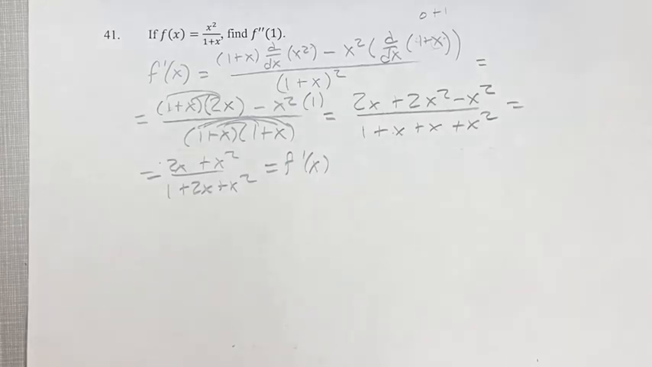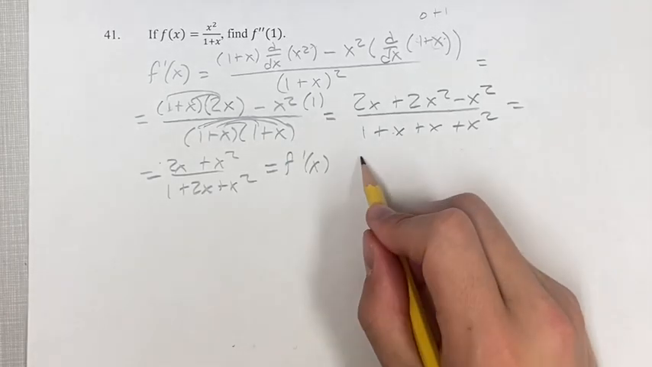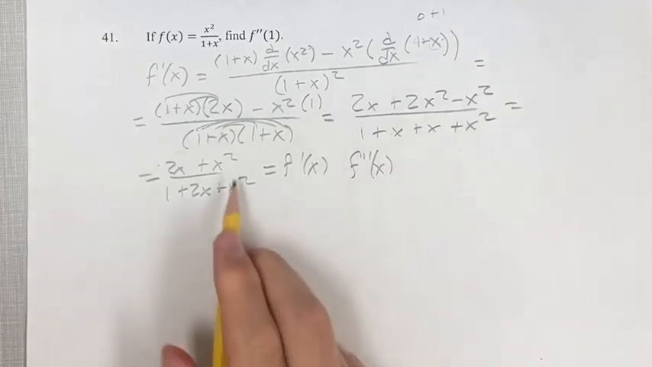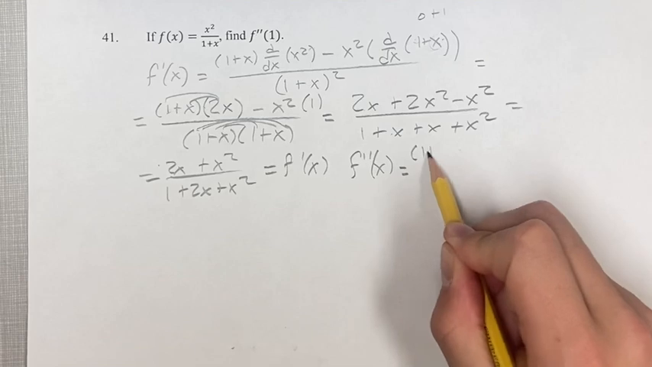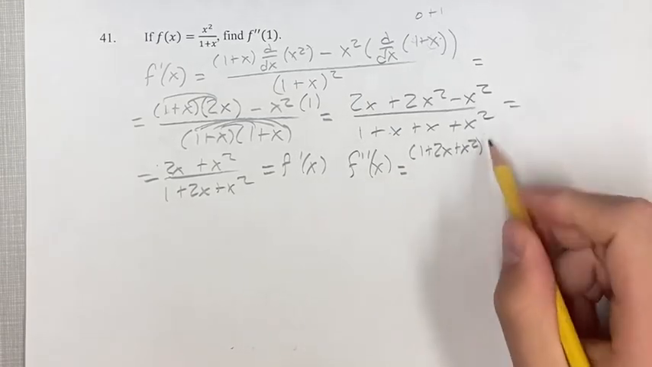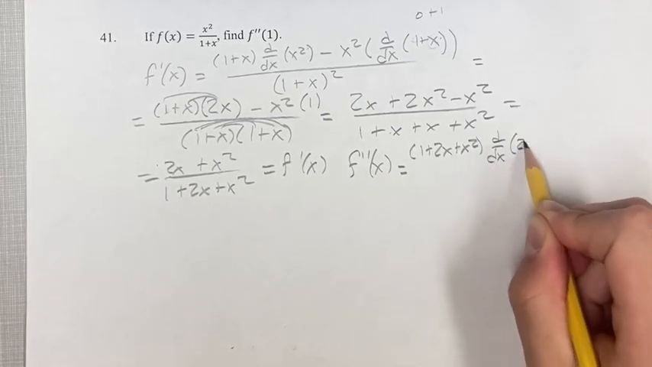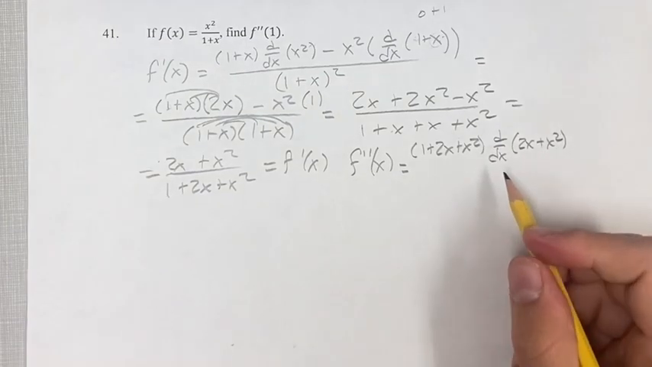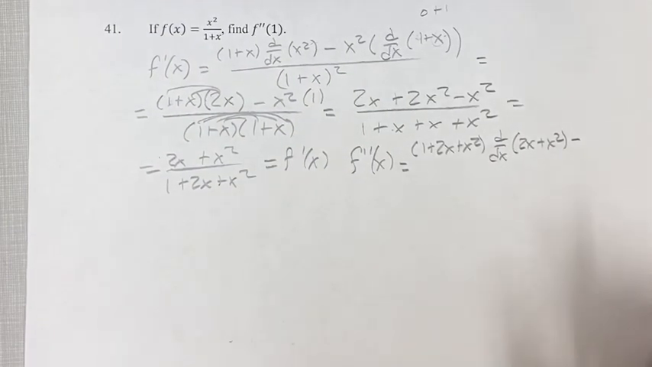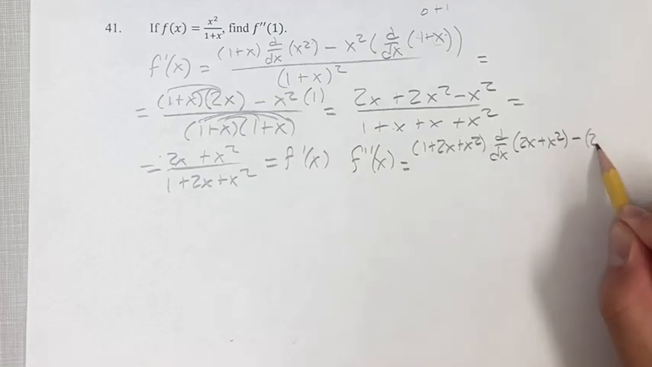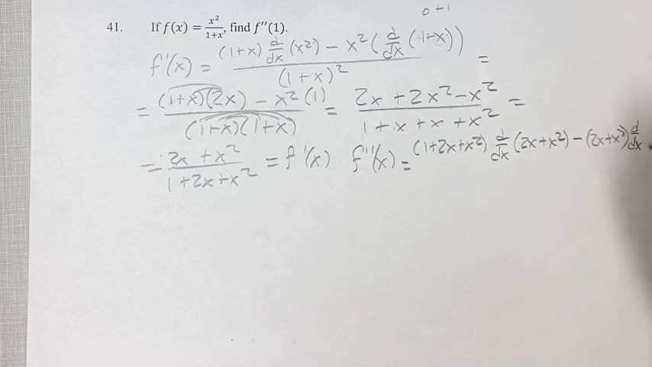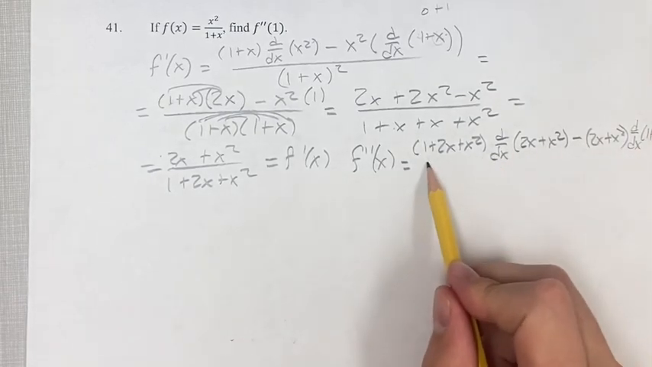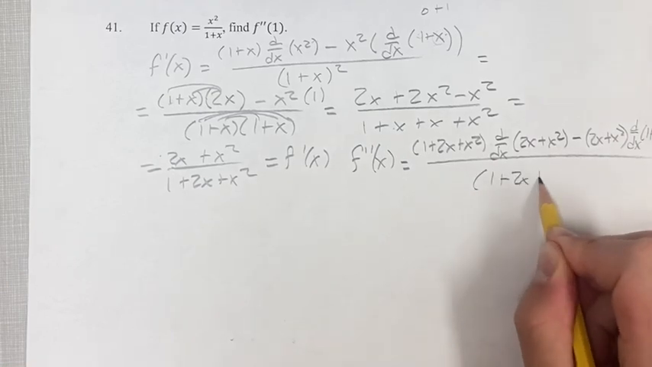To find the second derivative, we take the derivative of the derivative. So that's going to give us, again, we can use the quotient rule once again because we have another fraction. So we take the denominator times the derivative of the numerator minus, I don't know if we might run out of room here, 2x plus x squared, minus the numerator times the derivative of the denominator, over the denominator squared.